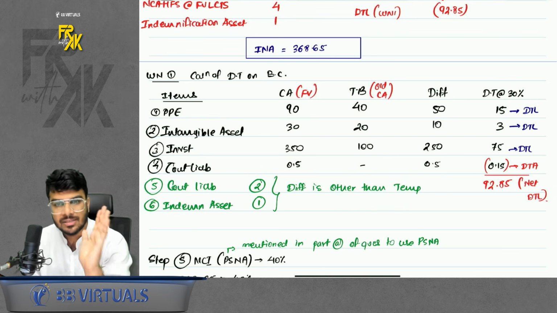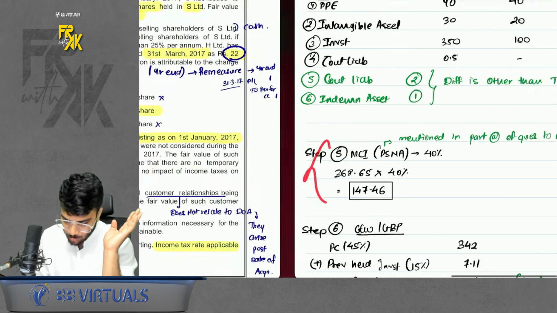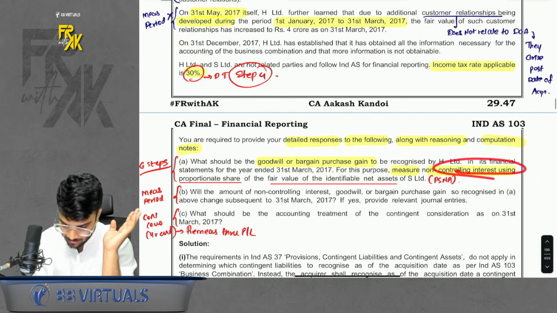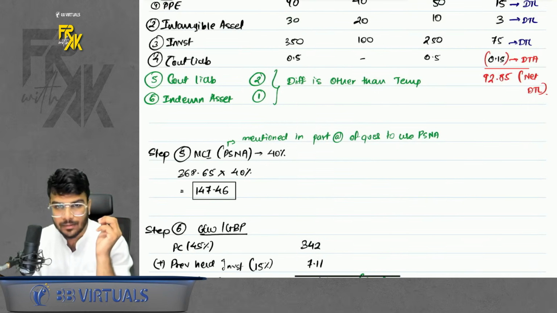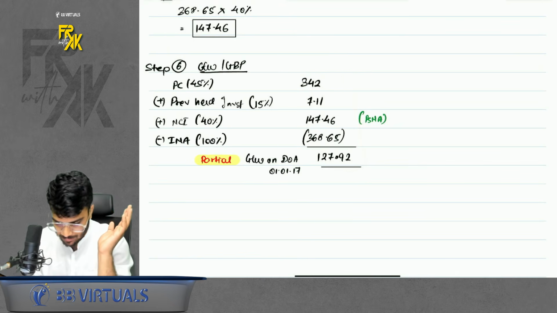Okay, so basically we are just following the 6 steps. Step number 1, acquirer. Step number 2, date of acquisition. Step number 3, PC. Step number 4 is INA. We are doing that. Step number 5, NCI. In the question, it is mentioned that for NCI, you have to follow the PSNA method. We are not assuming this, it is mentioned. So as per PSNA, you get the NCI. Okay, then you will get goodwill GBP also. In a simplistic way, you will get goodwill GBP as well.